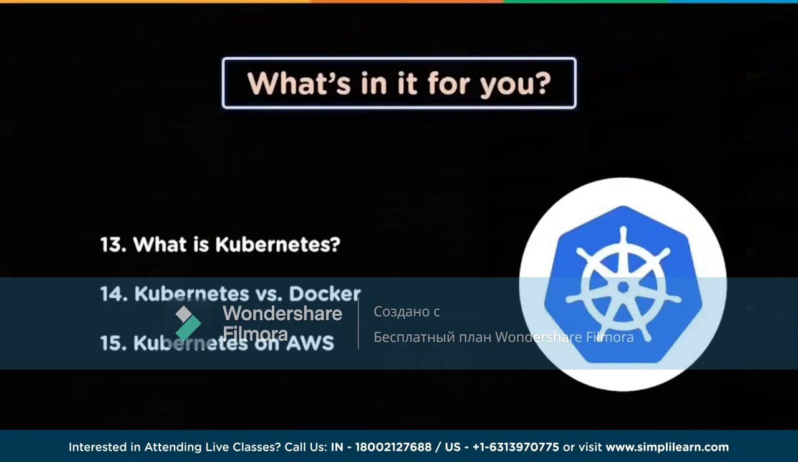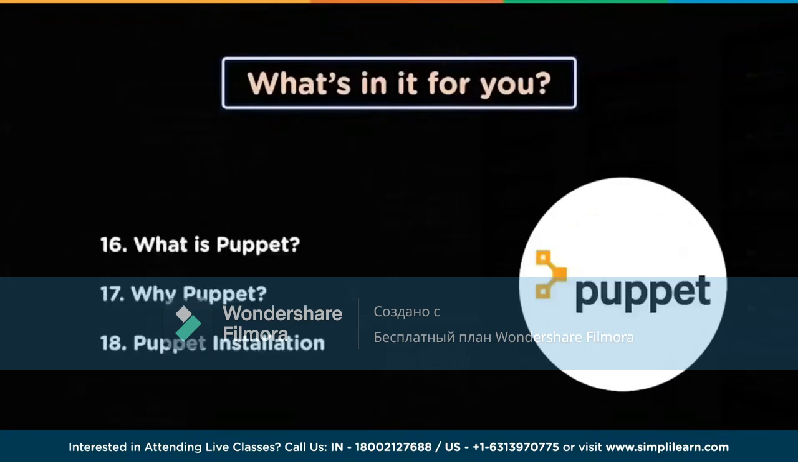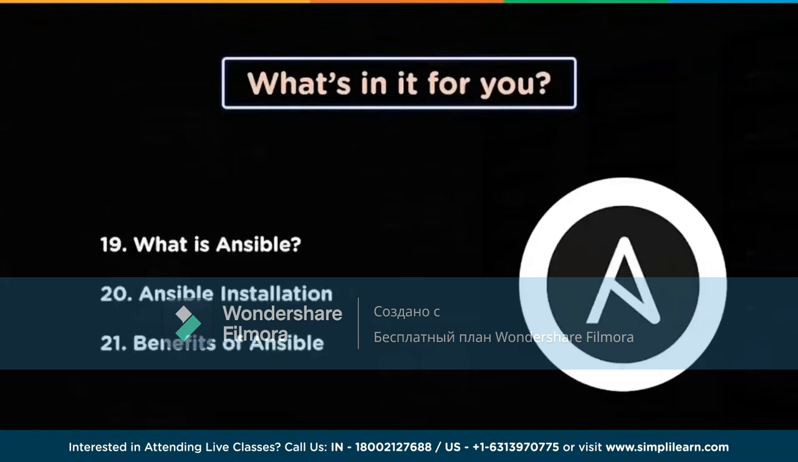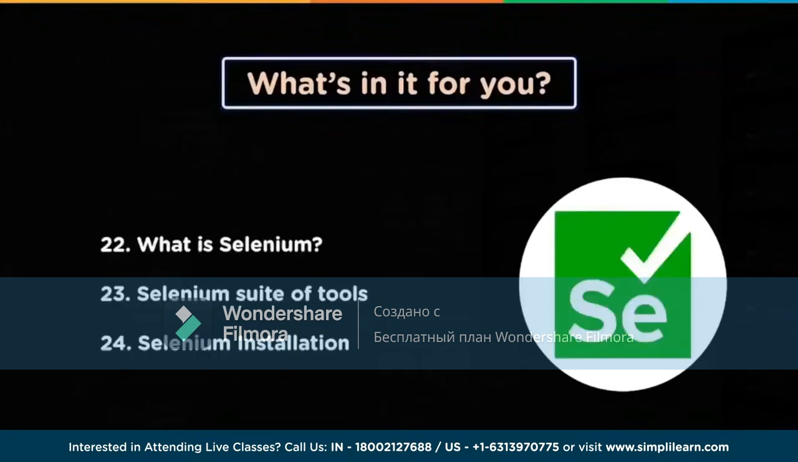The following tool in our list would be Puppet, where we shall know what Puppet is, why we use Puppet, and the process to install it. Moving forward, we shall learn about Ansible, its installation process, and what are the benefits of using Ansible. The last tool in our list is Selenium, where we will learn about what Selenium is all about and all the Selenium suite tools, followed by its installation process.